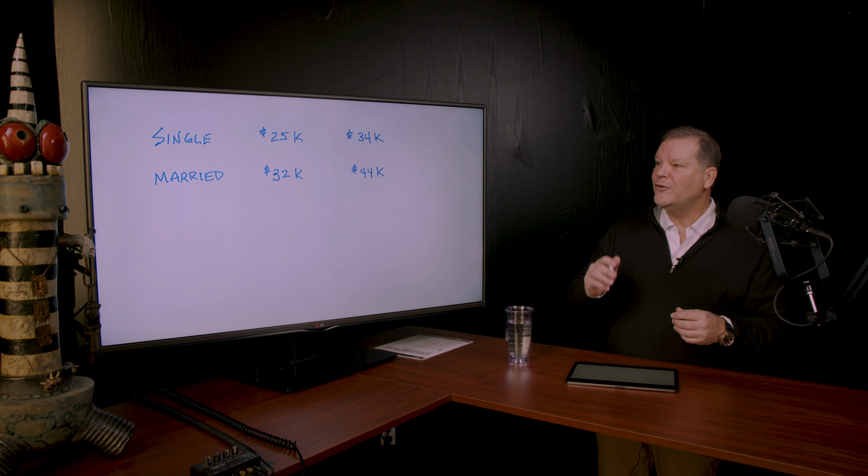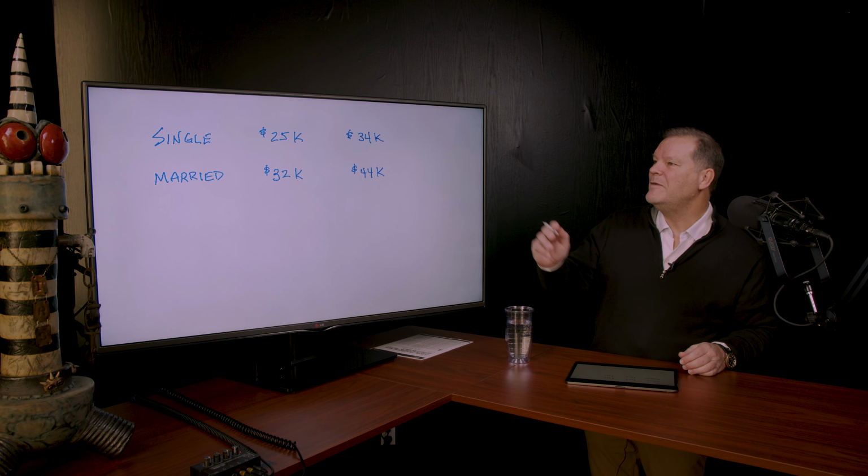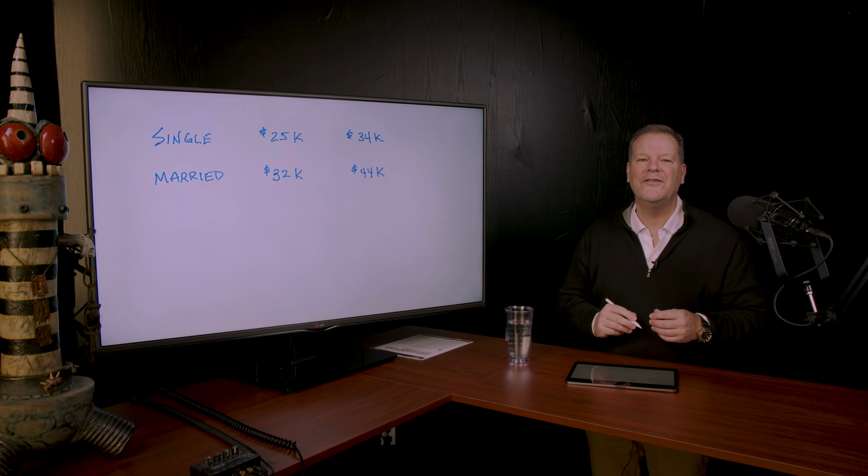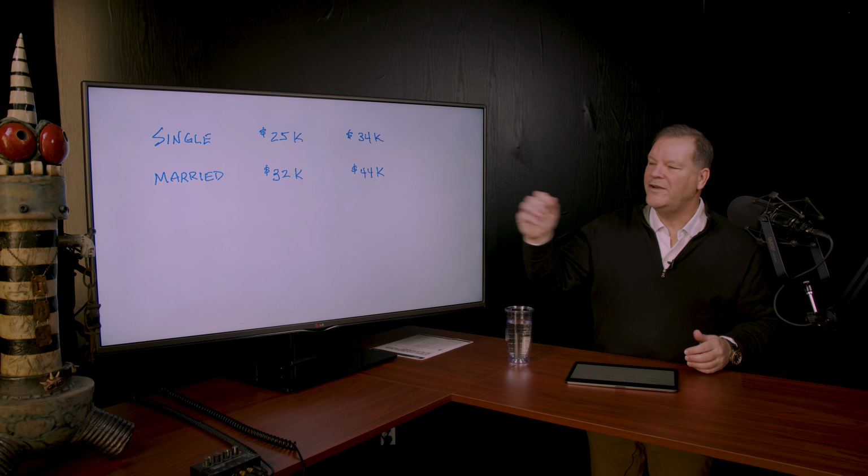This week we're answering the question, how do you reduce taxes on your Social Security? Well, the first thing you need to understand is, how is your Social Security taxed? You'll see on the screen here, I've got some numbers. So I have single, $25,000 and $34,000, and married, $32,000 and $44,000. So what is the significance of those numbers?